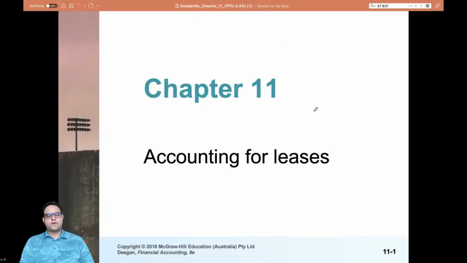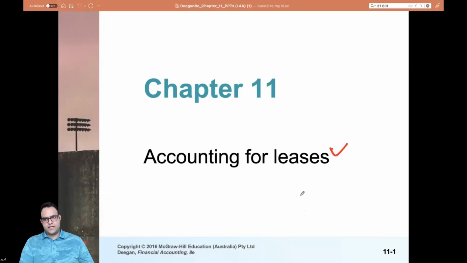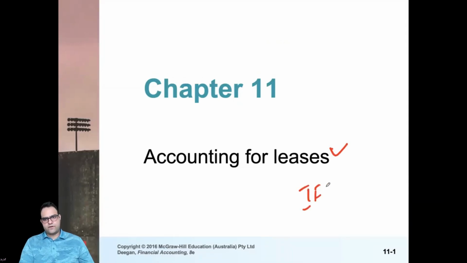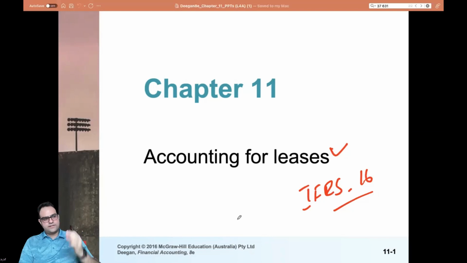And welcome you to chapter number 11, which is accounting for leases. Accounting for leases is basically a standard whose name is IFRS 16. So IFRS 16 is quite a latest accounting standard. Before this accounting standard, we had International Accounting Standard number 17, which dealt with leases.